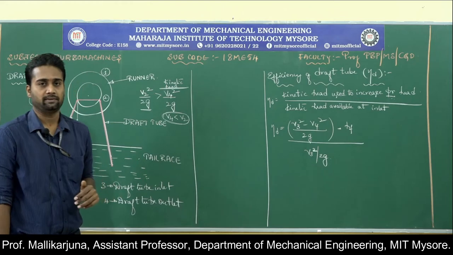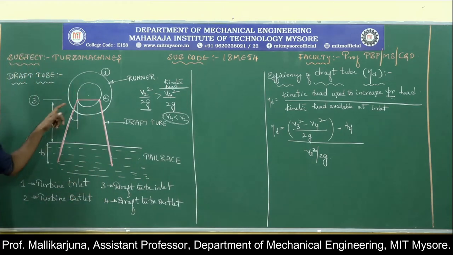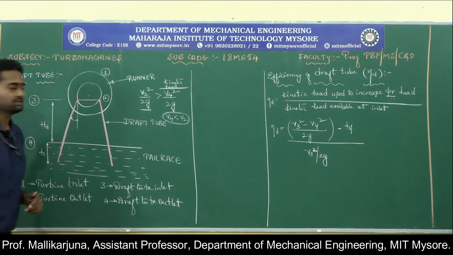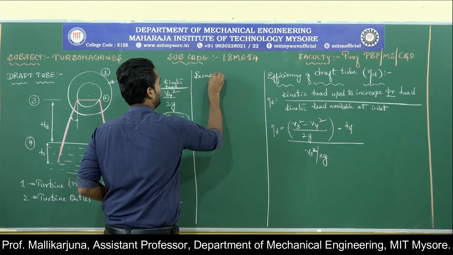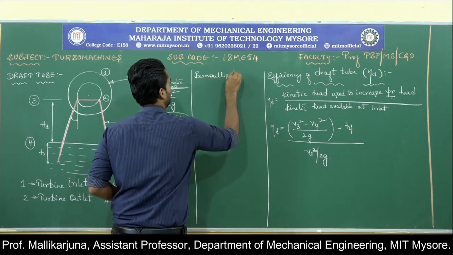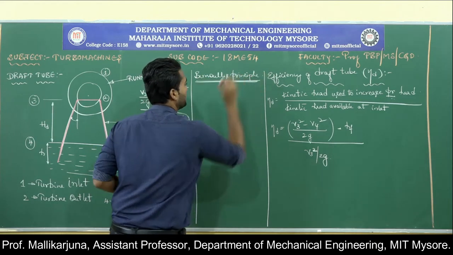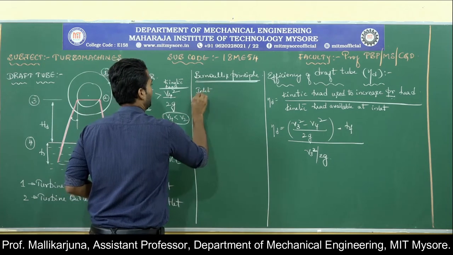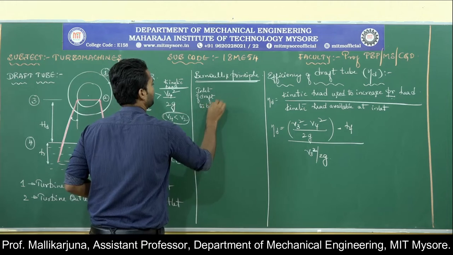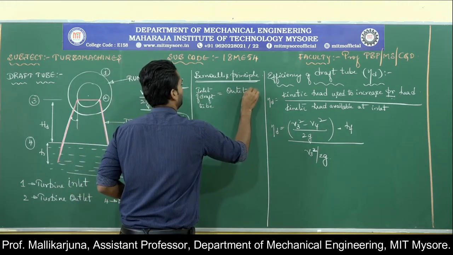So now if I apply Bernoulli's principle for the draft tube section, we know Bernoulli's principle: energy along the streamline is constant. So now inlet of draft tube, it is one other form of conservation of energy, is equal to outlet of draft tube.